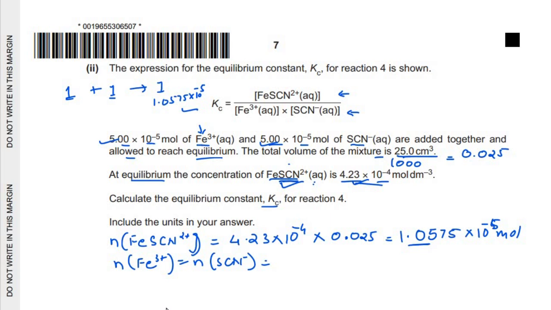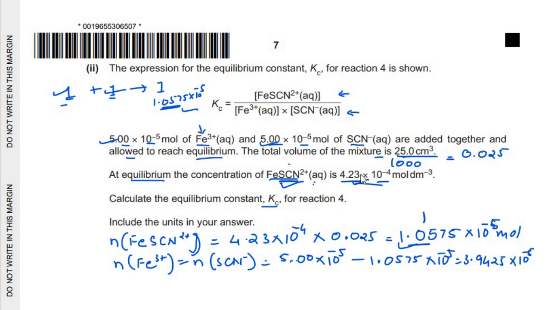If this many moles are used up from the reactants, the remaining we can find out by subtracting these moles from the initial moles. So initial moles are 5.00 into 10 power minus 5, minus this value, to get the moles present at equilibrium. This is how I'm subtracting, which is equal to 3.9425 into 10 power minus 5 moles. So these are the moles of reactants present at equilibrium, and here are the moles of products present at the equilibrium.